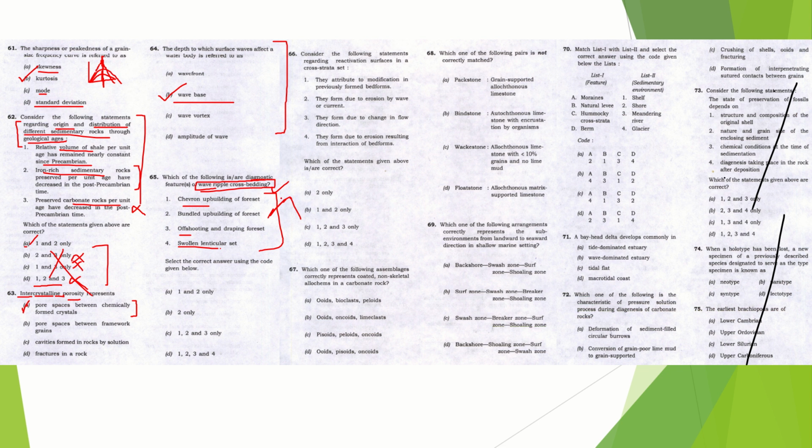So wave ripple cross bedding involves so much agitated water because of the ripple, and cross bedding is a result of that. So chevron upbuilding of foreset keeps going on, and bundled upbuilding is like there is a keep bundling of that because of the repetitive process that is taking place. So 1 and 2 is the correct answer, I guess.